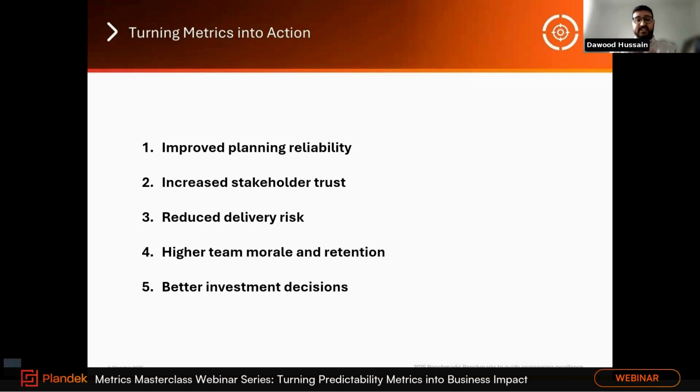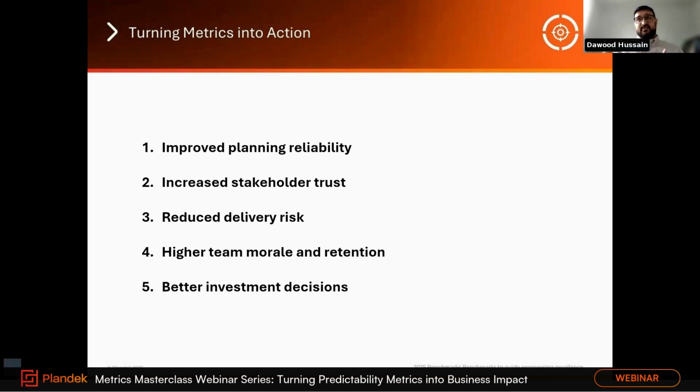Increased stakeholder trust. Consistent delivery signals maturity ultimately, and it builds credibility with your executives, with your product leaders, and clients too, and it leads to stronger alignment, and ultimately it leads to better decisions on investment as well. If the business and the execs know what you're going to deliver at a certain time, they can allocate that resource more effectively.